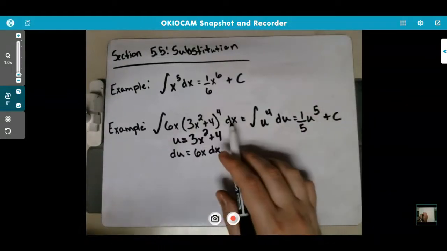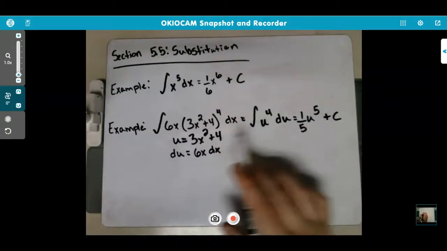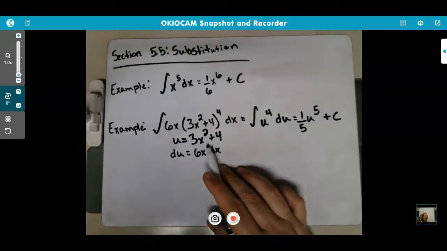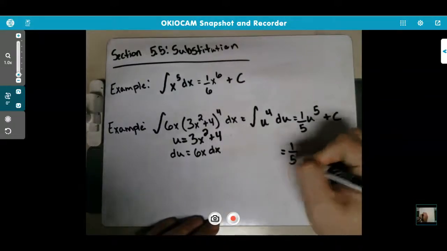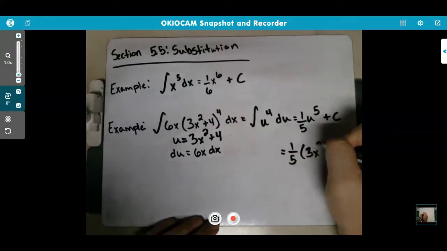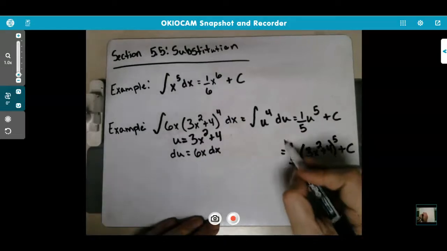But I started with dx, and so I need to end it with an x. So I know u is equal to 3x squared plus 4. So just plug that back in for the u. So 1/5 times 3x squared plus 4 to the fifth plus c.